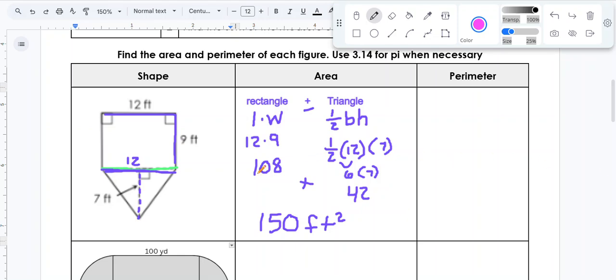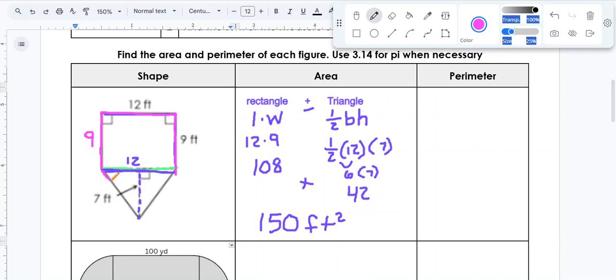Okay, so now let's do perimeter. For the perimeter of this shape, I have to know all the sides of my shape. I see that this side is 9. I see that this side over here is 12. This side it didn't give me, but I know rectangles' opposite sides are equal. So if this side's 9, I know this side's got to be 9, right?